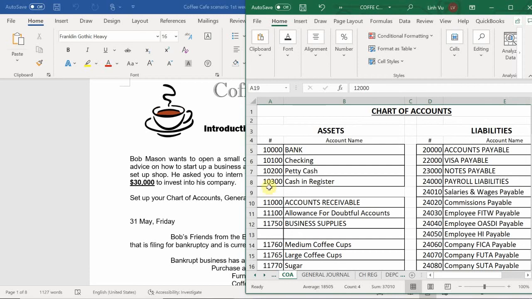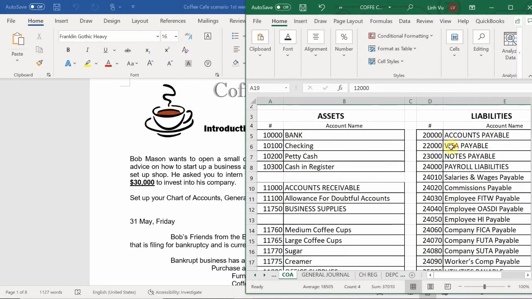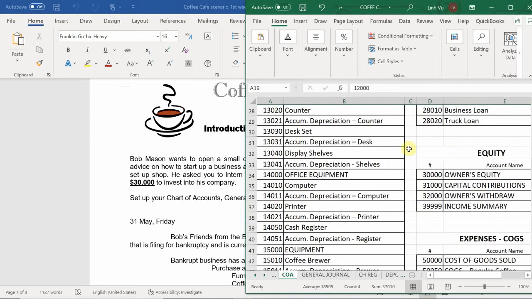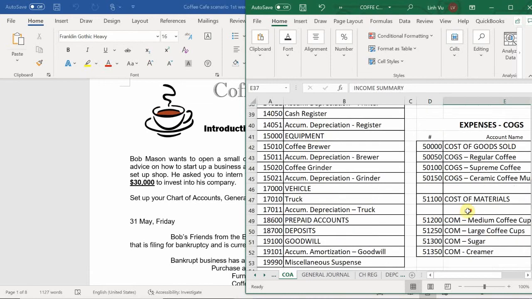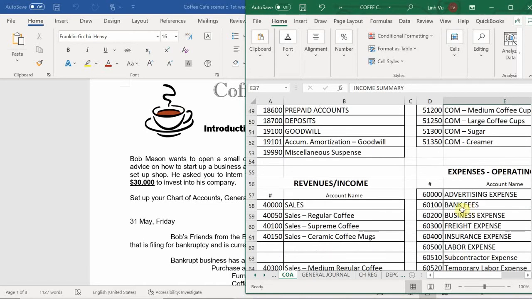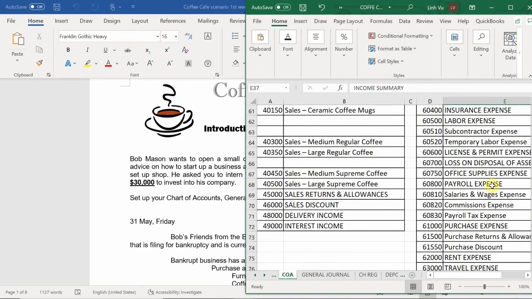In this case, I made the first 10,000s my assets. The 20,000s are going to be my liabilities. 30,000 is going to be my equity accounts. 40,000 is going to be my revenues. I'm sorry, 40,000 is my revenues, 50,000 is my expenses, and then 60,000 is my operating expenses. I separated cost of goods sold just because it's so massive that I split them up.